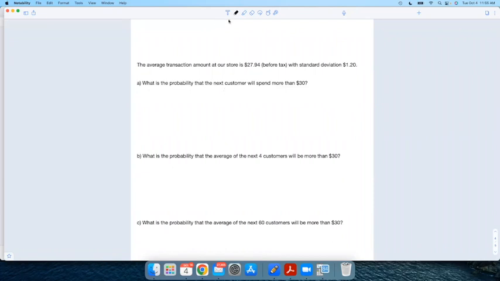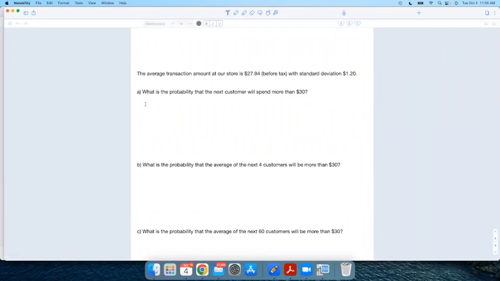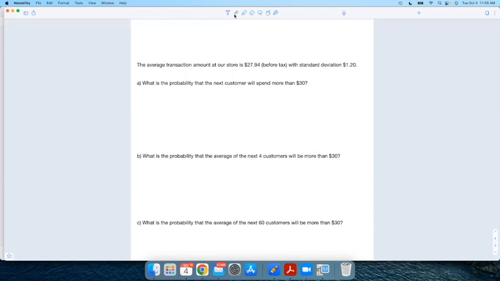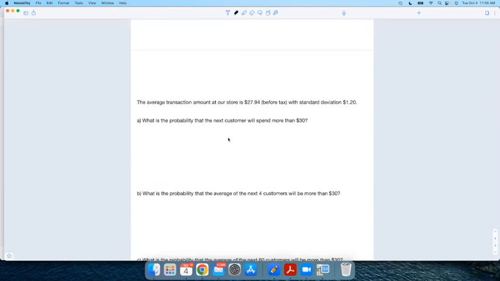First thing we've got to do is define our variable. So what is it we're talking about here? The average amount spent at our store. Again, I looked this number up today, it doesn't tell me a time frame, but our recent average is $27.94 per transaction.